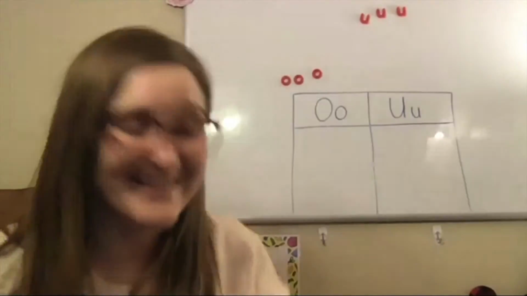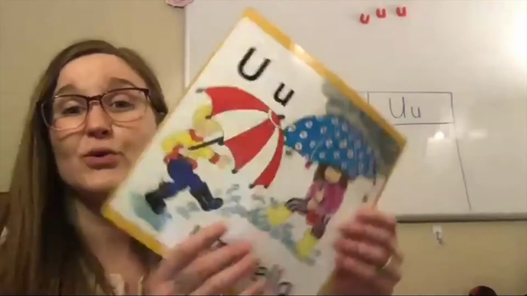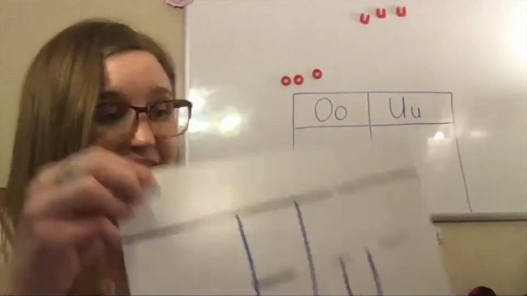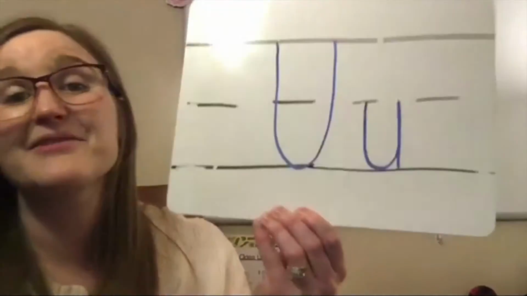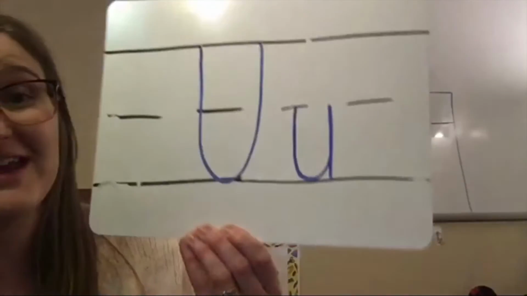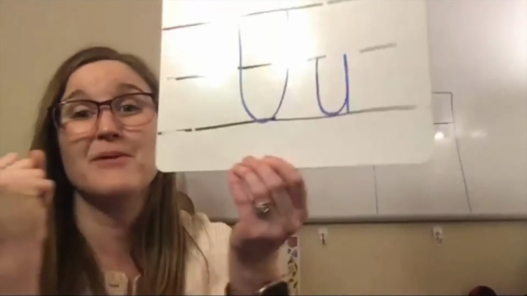All right, next is the letter U. U like umbrella. Okay, and if we are looking at the letter U, the formation, it looks just like this. Big line down, curve, big line right back up because it is a tall letter. And our lowercase u goes to that middle line, so it is a little short letter. Can you make your body a little short letter? There's a little short letter.